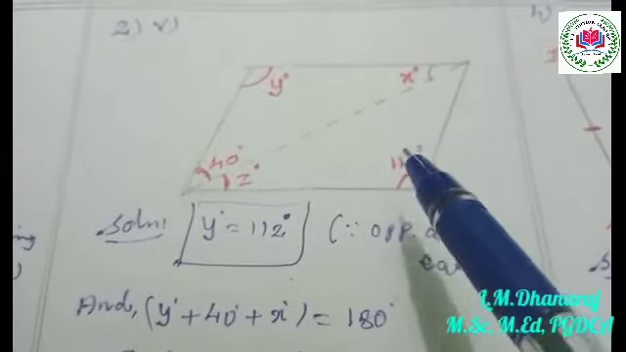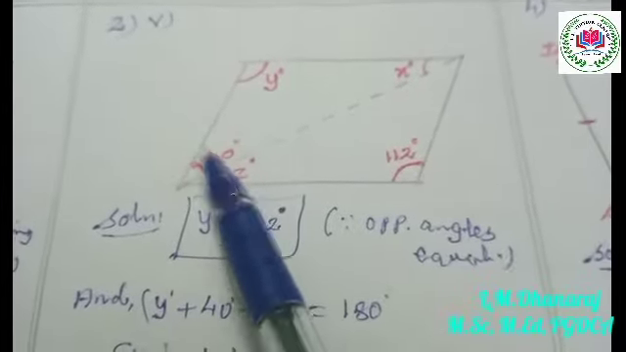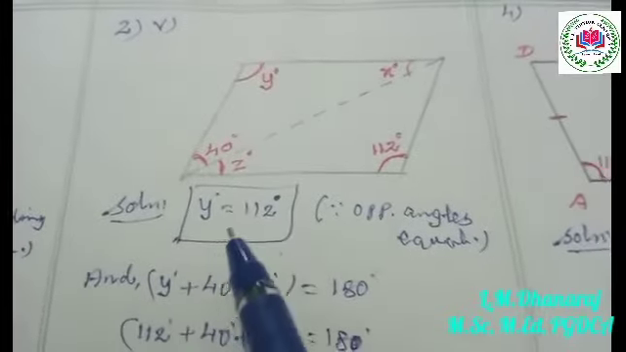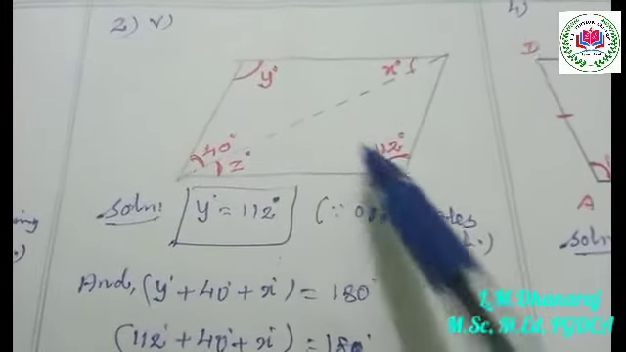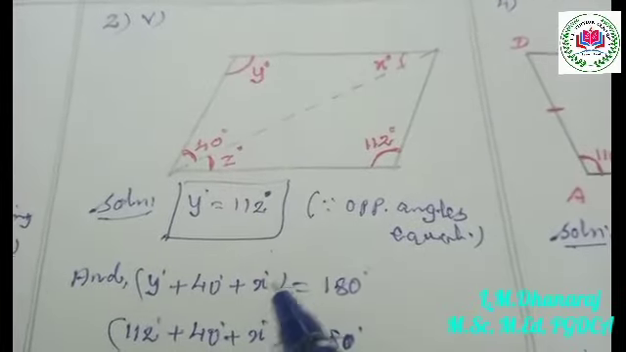Now let's move on to the fifth subdivision in the second Roman letter. It is given y degree is here, x degree is here, and this is given as 112 degree and this is z degree and 40 degrees are given. So in a parallelogram the opposite angles are equal. Therefore we can say y degree is equal to 112 degree.